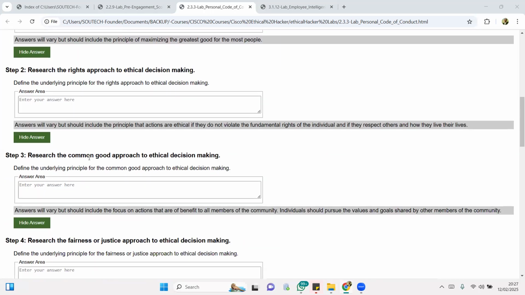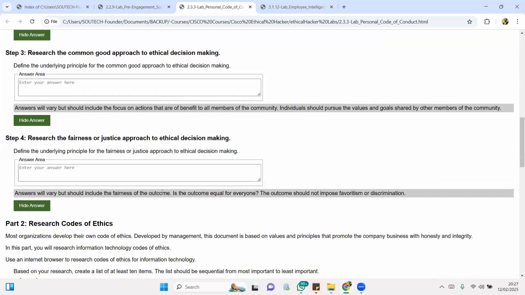Then, the common good approach. You want to make sure that you benefit all members of the community. Individuals might pursue the values and goals shared by other members of the community, so you want to make sure that you're not violating any of those principles.